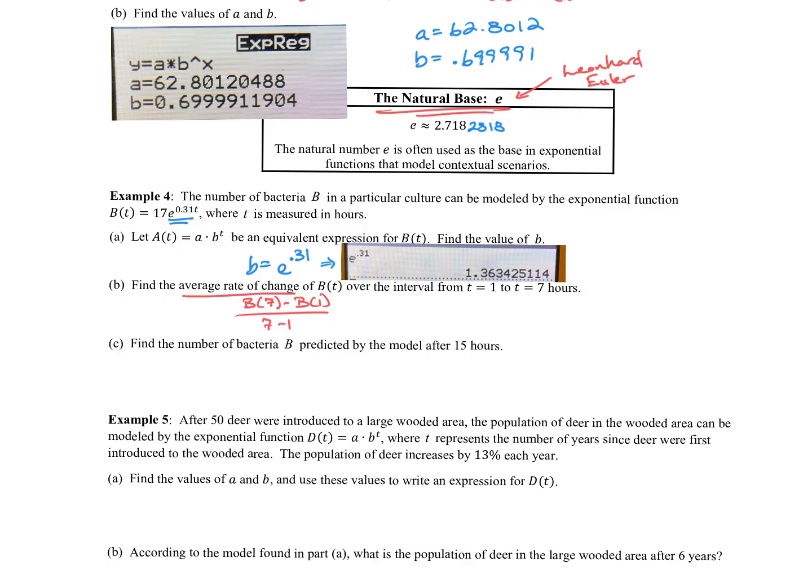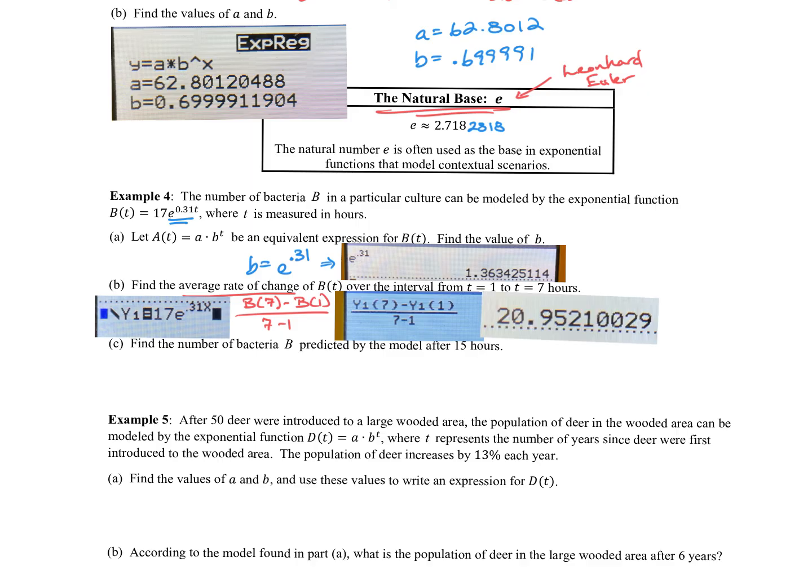However, here's a quick way to do things. What I want you to do is go into y equals and put this function in as y equals that. Now that we have it in y, we go back to the main screen and find the average rate of change using alpha trace: y1 of 7 minus y1 of 1, over 7 minus 1, or 6. Then we press enter and we get 20.9521.